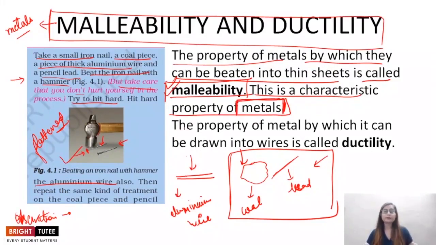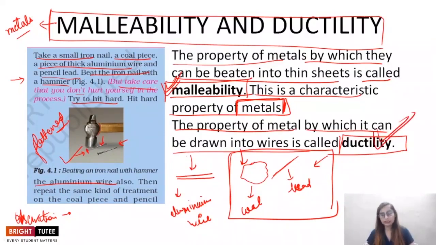Then another property: the property of metal by which it can be drawn into wires is called ductility. So there are two kinds of properties. First one, in which the metal can be converted into sheets, that is malleability. The second one, due to which the metal can be drawn into wires. We have seen copper wire, aluminium wire, magnesium ribbons. This is only because of the property that is ductility. And they both are only seen in the case of metals and not in non-metals, right? They are the characteristic properties of metals only.